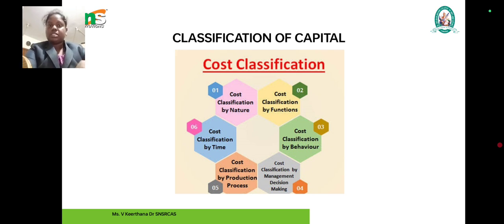In that, the first one is by nature, the second is by its functions, the third is by its behavior, the fourth is by management decision making, the fifth is production process, and the last is by time. So the cost will be classified in different categories. In this, six are the main concepts.